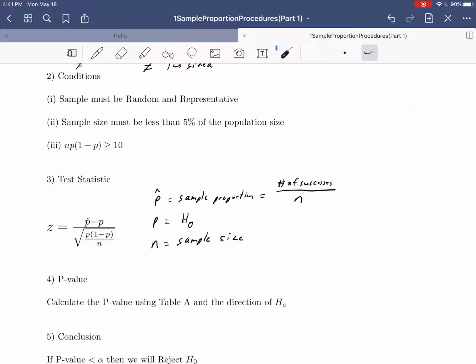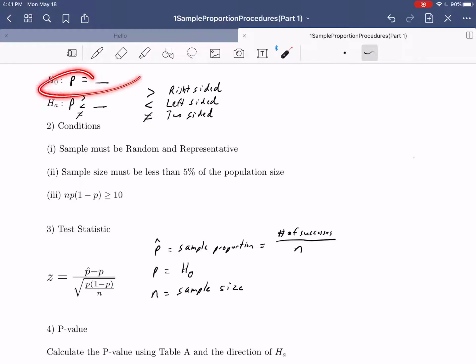One thing that you should notice is that the entire denominator of this, the p's down here, do correspond to the null hypothesis. They do not correspond to the sample proportion. The sample proportion only shows up right there. In general, this test statistic overall should seem very familiar. As always, the numerator is measuring how different your sample is from your null hypothesis, and then the denominator is giving you a measure of how much variability we expect in our data.